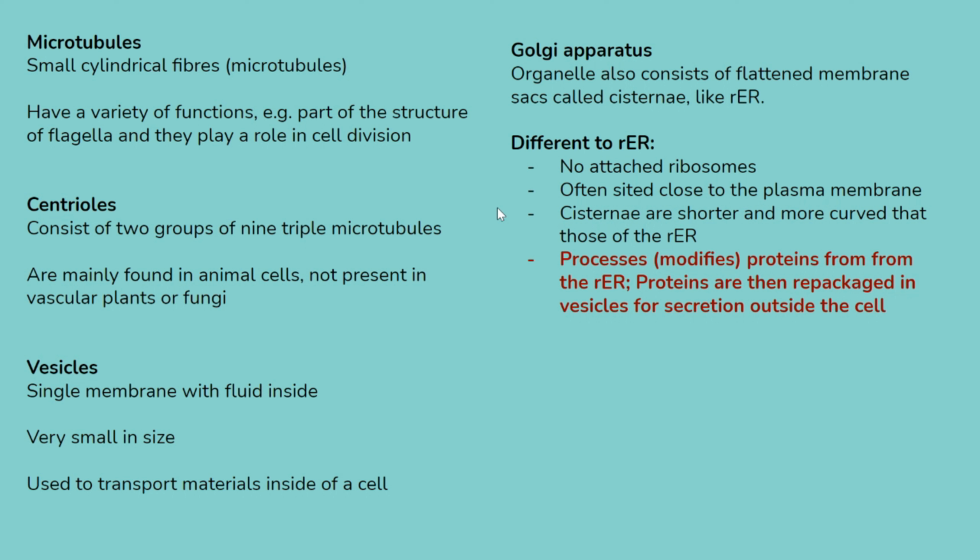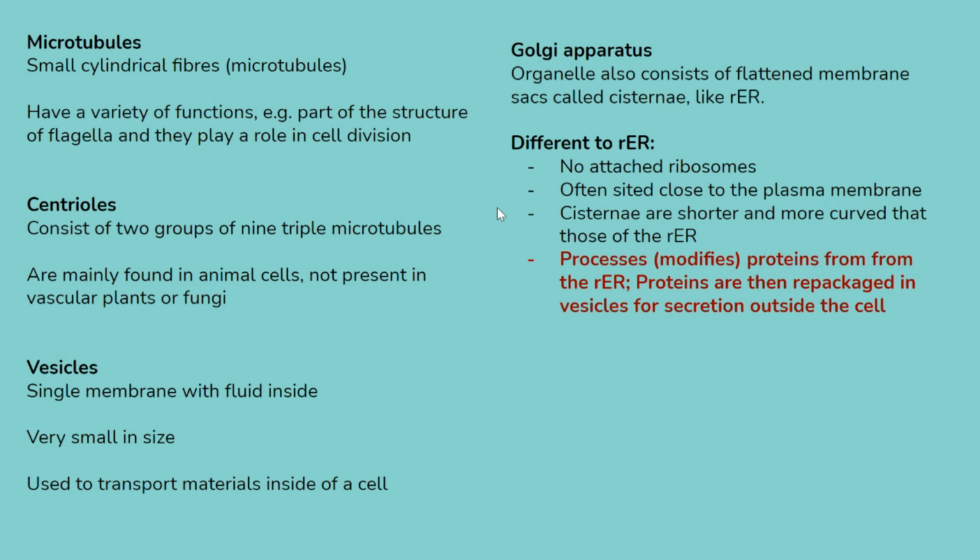Microtubules are basically small cylindrical fibers which have a variety of functions. For example, they can be part of the flagella or they can play a role in cell division. Centrioles consist of two groups of nine triple microtubules. They are found mainly in animal cells, not so much in vascular plants or fungi.